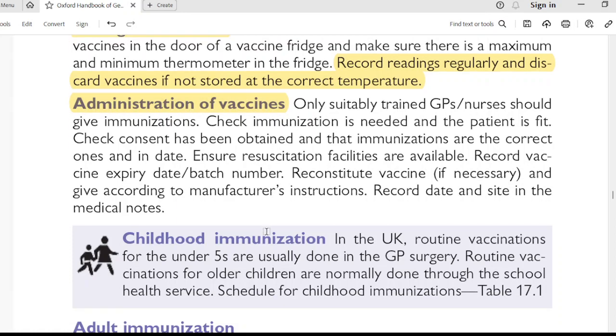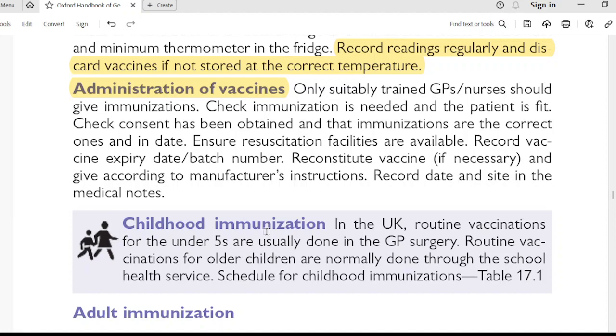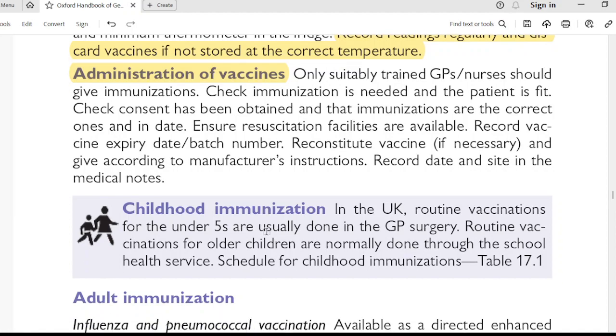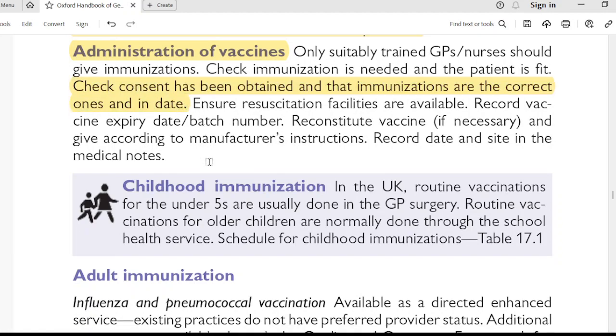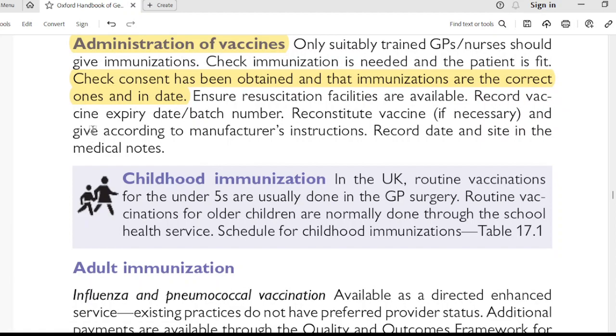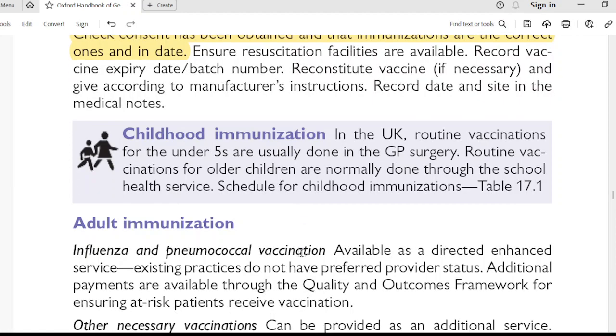Administration of vaccines. Only suitably trained GPs or nurses should give immunizations. Check immunization is needed and the patient is fit. Check consent has been obtained and that immunizations are correct ones and in date. Ensure resuscitation facilities are available. Record the medicine expiry date and batch number. Reconstitute the vaccine if necessary and give according to manufacturer's instructions. Record date and site in the medical notes.